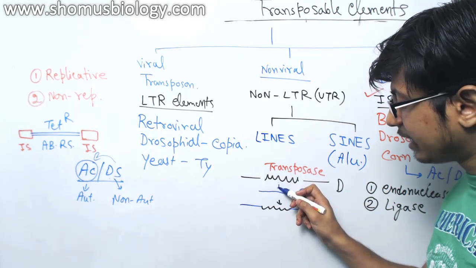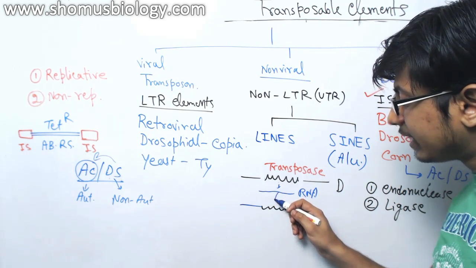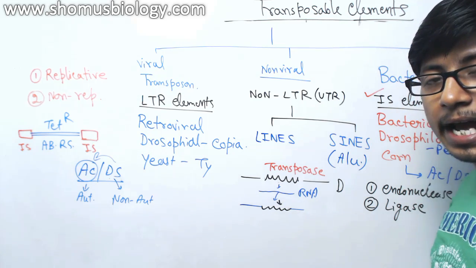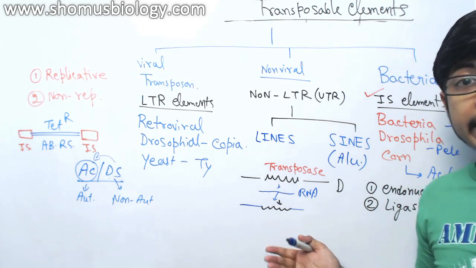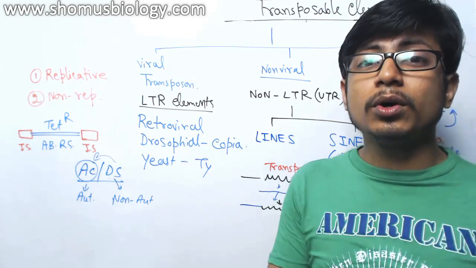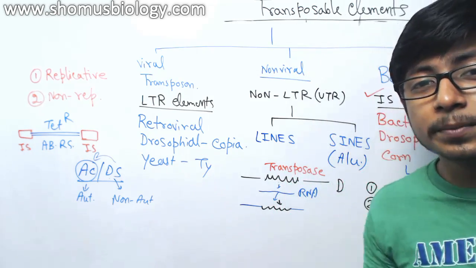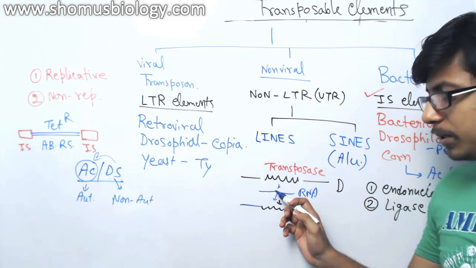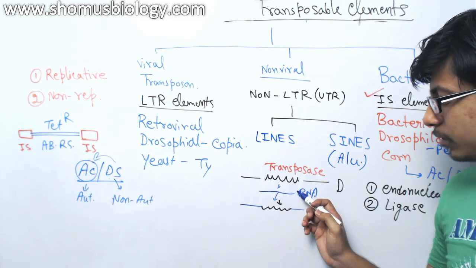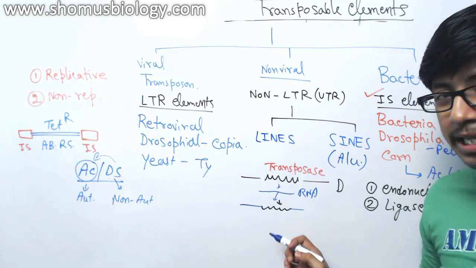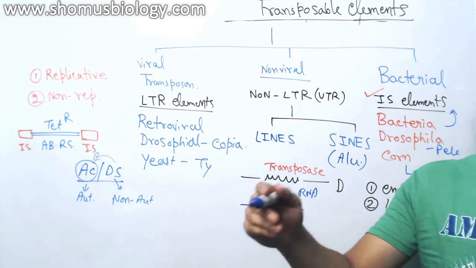Once they make this RNA, then they use this RNA to make a DNA, and we can prepare DNA from RNA using, in this case, the reverse transcriptase enzyme. And once we use the reverse transcriptase enzyme to replicate RNA into DNA, that is known as a retrotransposon.